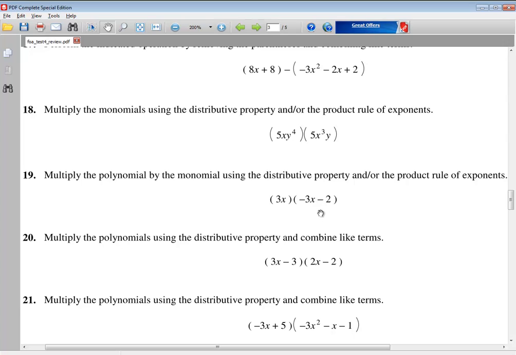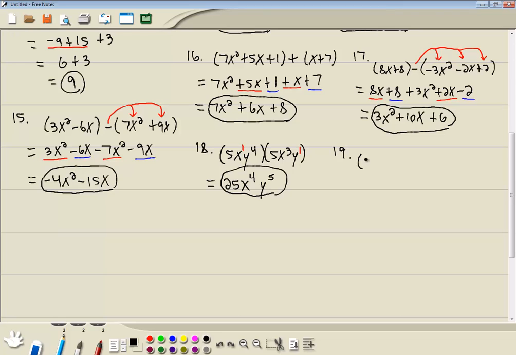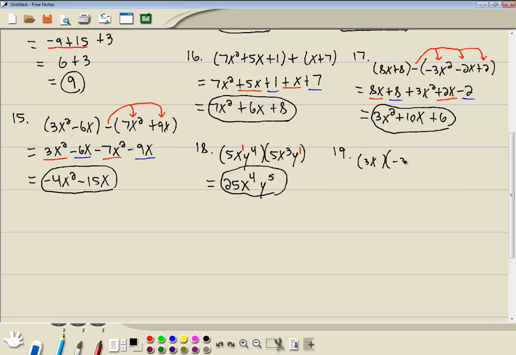Let's see, number 19. We got 3x times negative 3x minus 2. Now notice here we have a monomial out in front and we have a binomial in here. This is a distributive property. We're going to take this 3x, we'll multiply it times our first term inside the parentheses, and we'll multiply it times our second term.